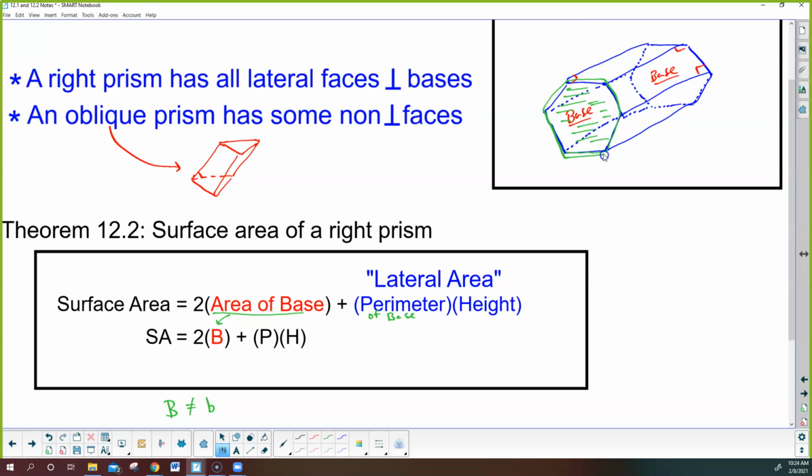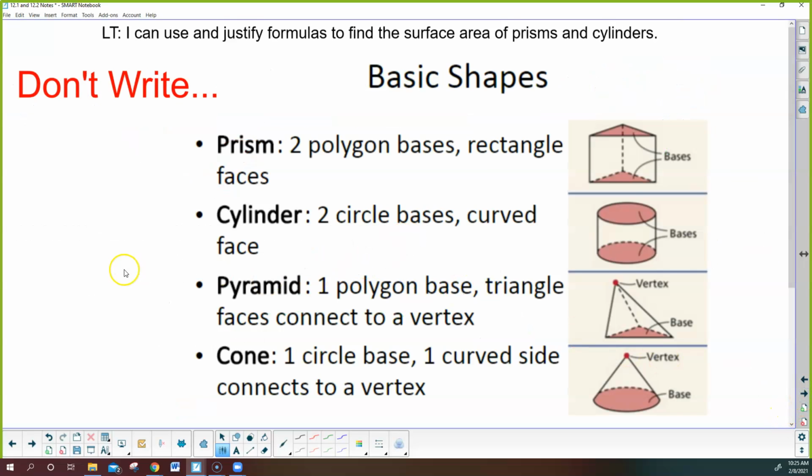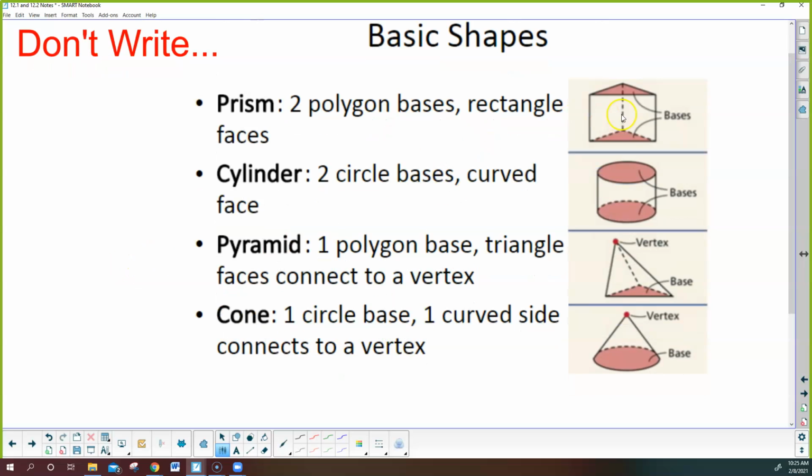There's my perimeter. And then what is the height? The height is the distance between the bases. Distance or length between bases. You don't have to write that down because we're not going to use it a ton. We're just going to use the net. Visually, we already talked about a couple of these, so that's why we're not going to write it.